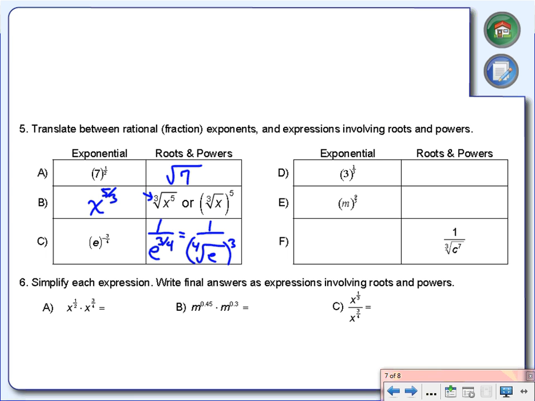Remember, all we're doing is rewriting them. There's nothing to evaluate here. Letter D, you should not be putting in your calculator. We are just rewriting them.